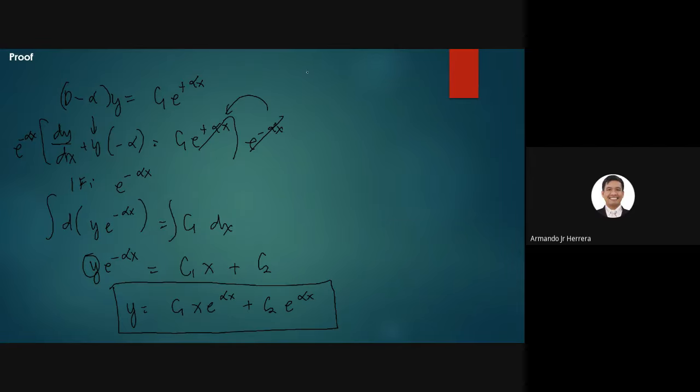So, if it is to the third, it becomes c1 x squared e to the alpha x plus c2 x e raised to alpha x plus c3 e to the alpha x. So, if 4, it becomes cube. If 5, it becomes 4th power, and so on and so forth. So, that is the characteristic roots method, or method 2, for solving our higher order linear differential equations.